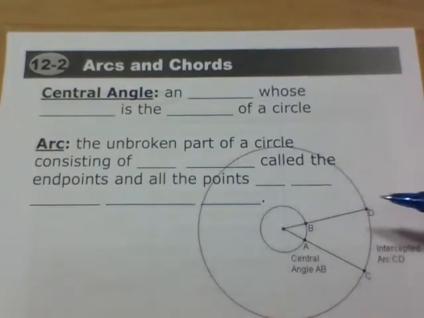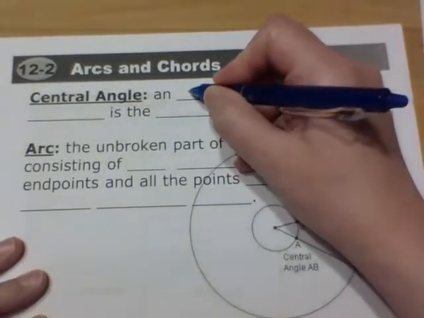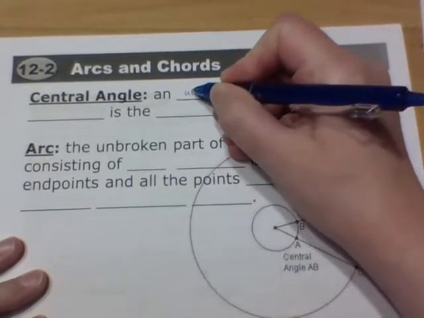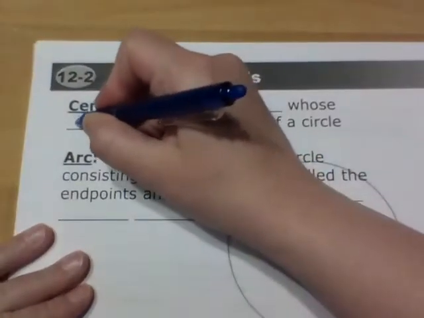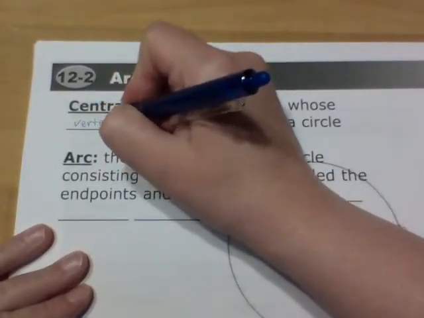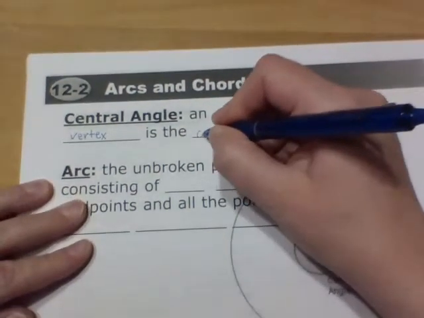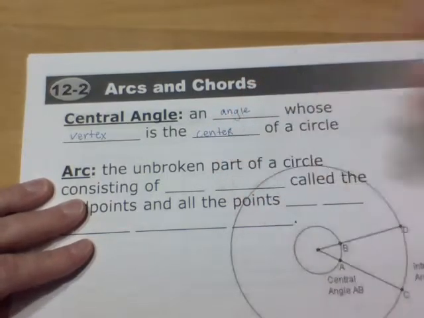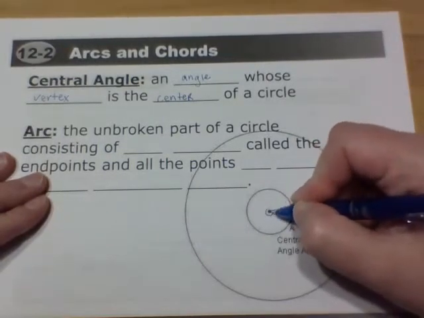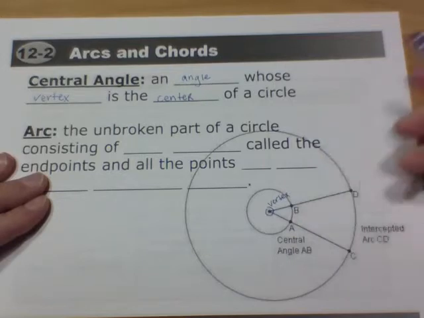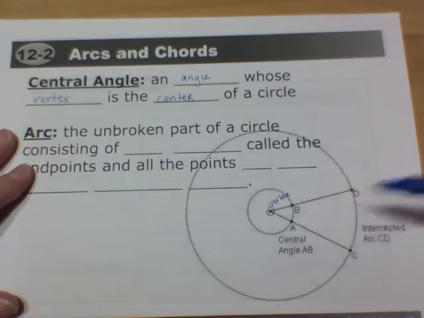So first thing we're going to start with, and you do have some fill in the blank ones here. A central angle is an angle whose vertex, which is the center of the circle, so this guy here, is in the center of a circle. So it doesn't necessarily show it in here, but right here is our vertex. And a central angle would be this one right here, central angle AB.